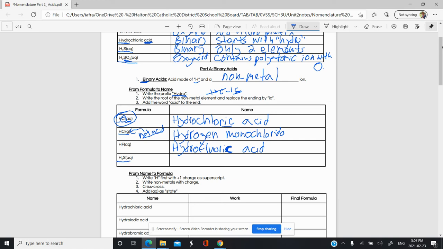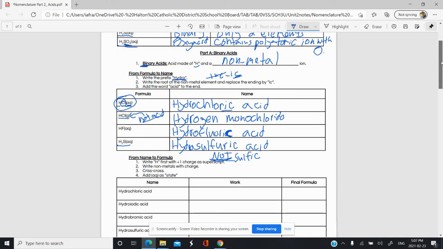Then here, H2S aqueous. So binary acid again, hydro. Sulfur becomes sulfuric, not sulfic. I see that a lot, not sulfic, sulfuric, hydrosulfuric acid. And that's how you would name binary acids.